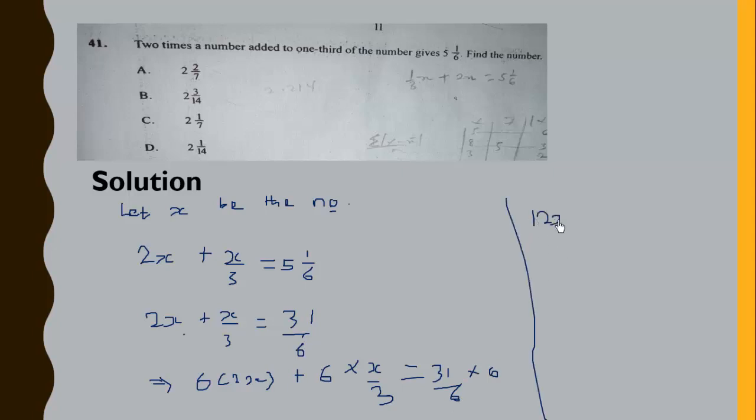So simplify further to obtain 12x plus 2x is equal to 31. So we have 14x equal 31. So x is equal to 31/14, 2 whole number 3/14.